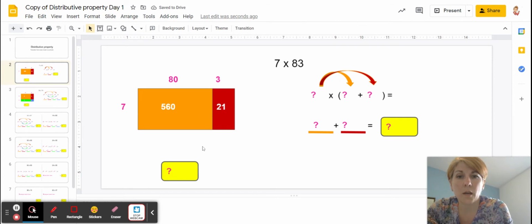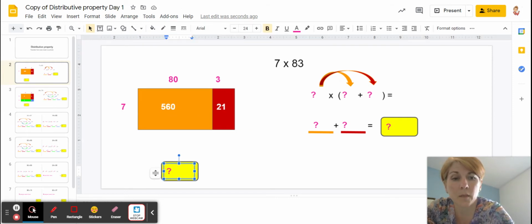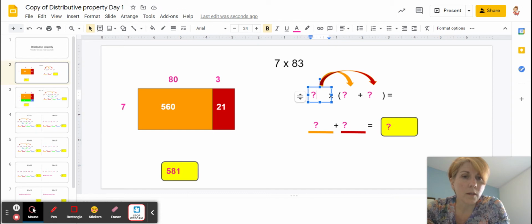Then I would take those two numbers and add them together. You might need to write them down and line up the 1s and the 10s. If you need to do that, that's fine. So that would be 500. Now 60 plus 20 is going to be 80, and then the 1. So 581.